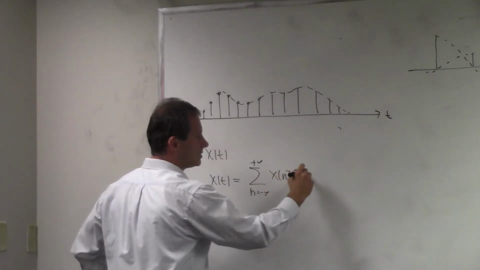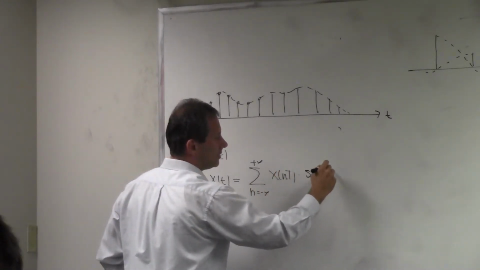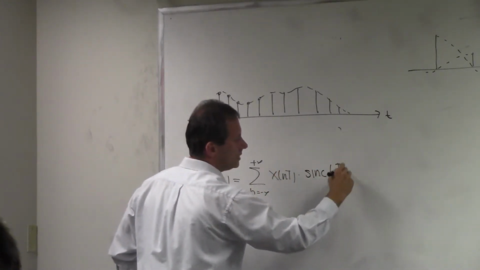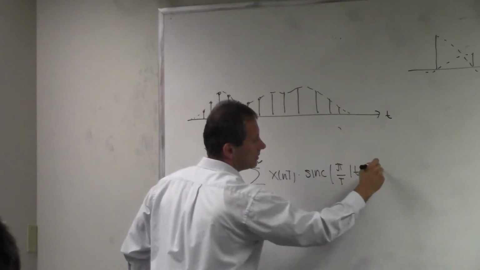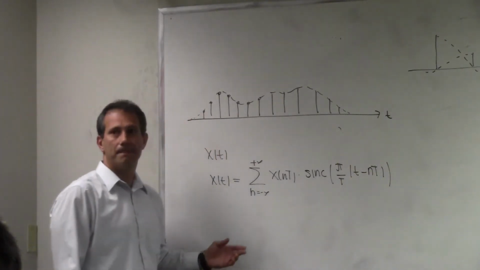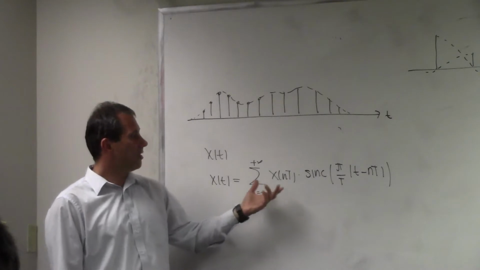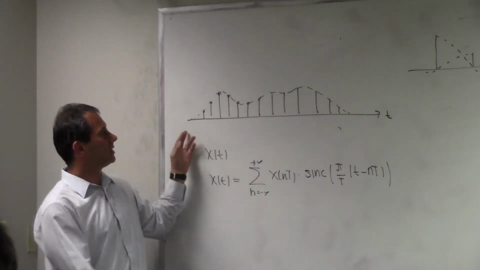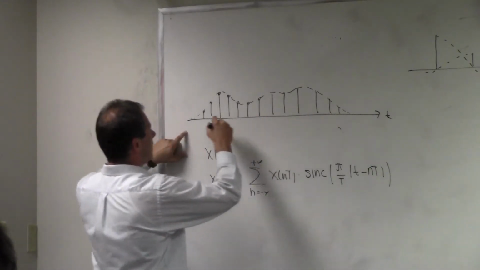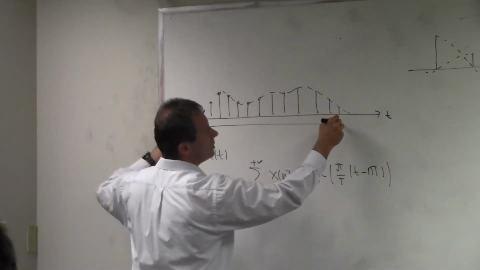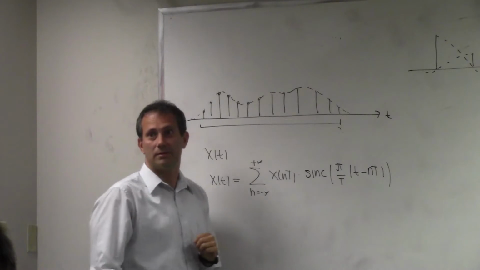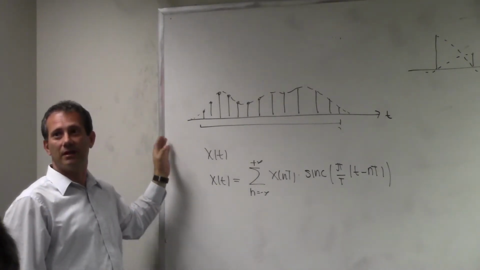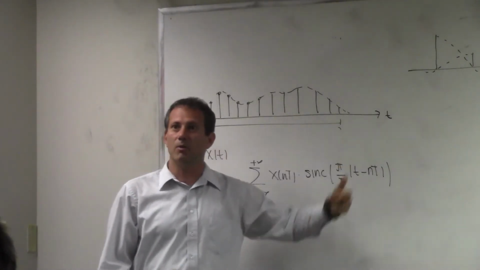So you take your sample, and then you multiply that by sinc of pi over T, t minus nT. Okay? Now your question is, how many of these do I need to take? In this case, I take n from here to here, and after that I don't need it, right? If the signal goes longer, I take more, right?